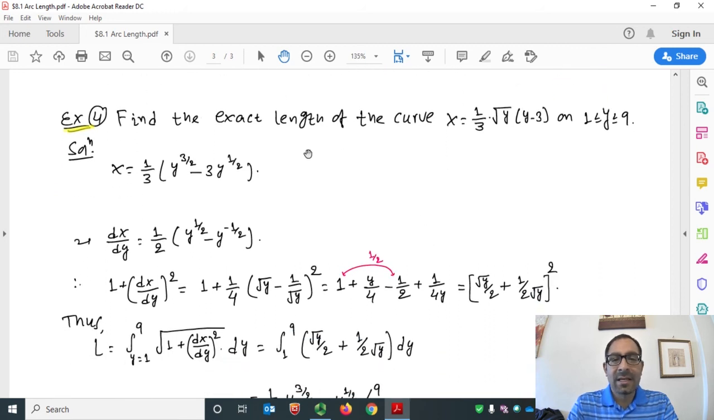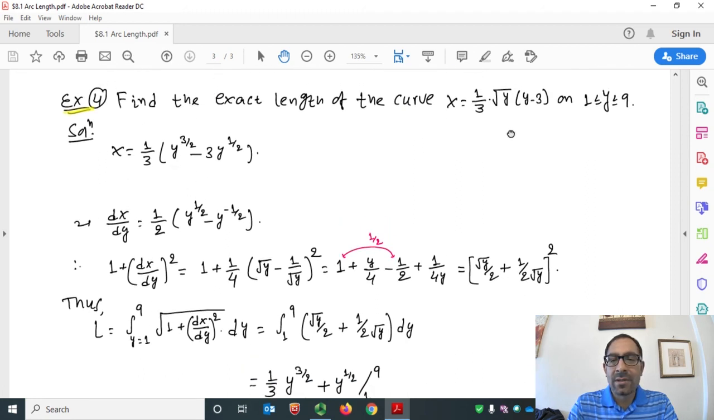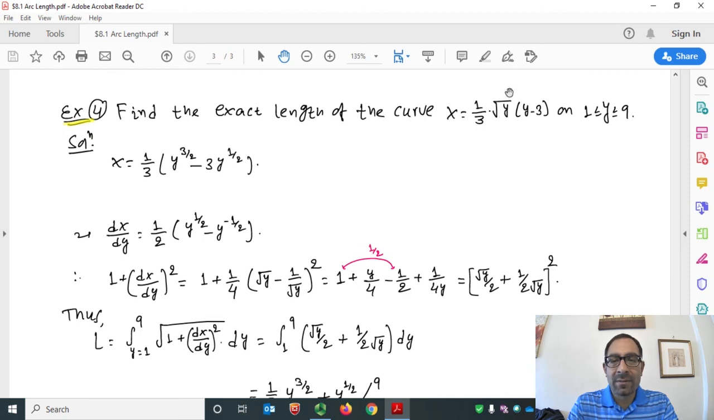Find the exact length of the curve given by x equals 1/3 times radical y times (y minus 3) on the interval [1, 9]. These are the y limits. Good. Let's begin the solution. x equals 1/3 times this radical y, which is y power 1/2, and expand inside, so radical y, y power 1/2, times y is y power 3/2, minus 3 times radical y, which is y power 1/2.